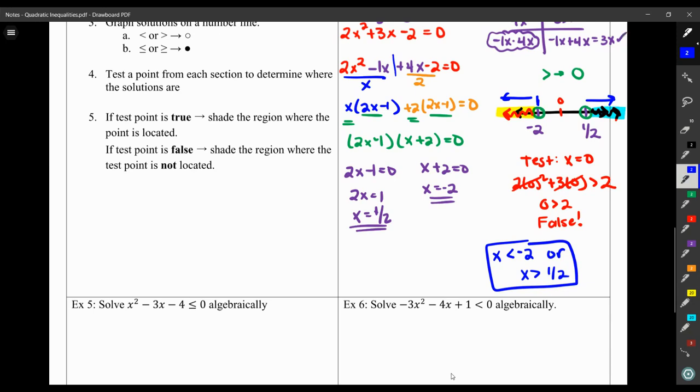So pause the video, try to solve example number 5. Get the boundary points here either by factoring or by the quadratic formula, then unpause the video and we will work through the inequality part together.